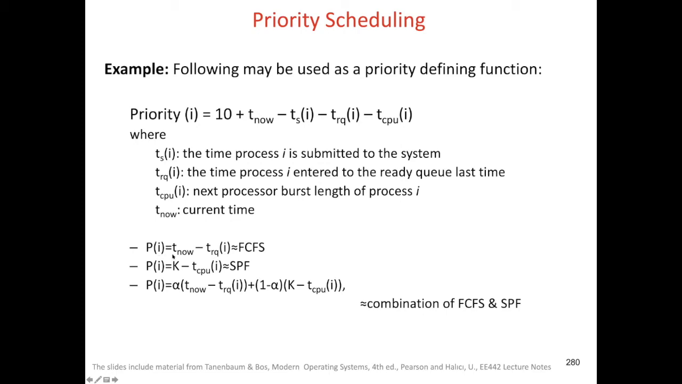If priority is assigned as T now minus TRQi, then this is equivalent to first come, first served. If priority is assigned as a positive constant K minus TCPUi, this is equivalent to shortest process first algorithm. However, the priority can be assigned as combinations of these two. For example, this term is multiplied by alpha and the second one is multiplied by 1 minus alpha. This is a combination of first come, first served and shortest process first.